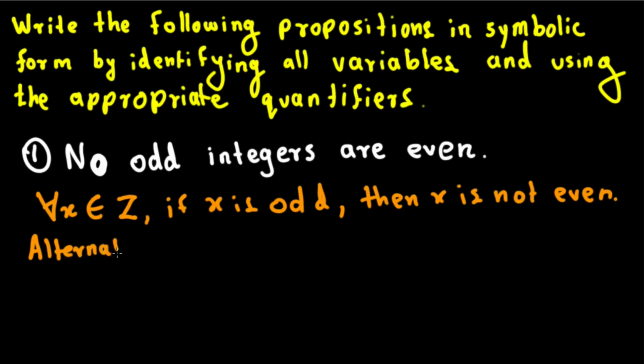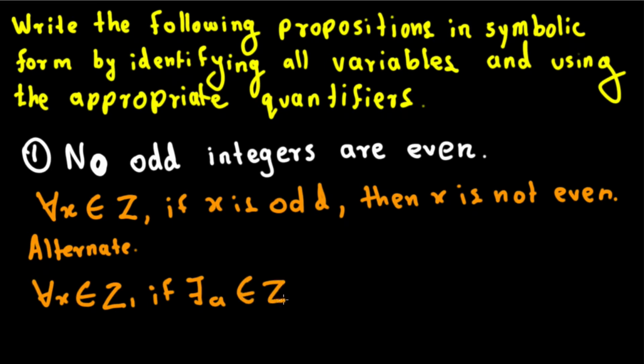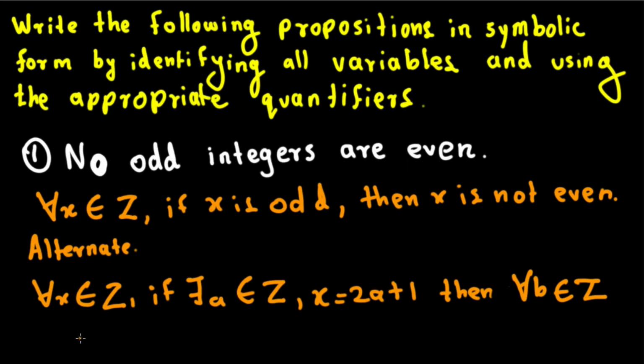Also, we can write this one in an alternate way. For all x belonging to the integers, if there exists a belonging to the integers such that x is equal to 2a plus 1, then we will say for all b belonging to the integers, x is not equal to 2b. So this is another way to write the same thing. Okay, now let's look at the next one.